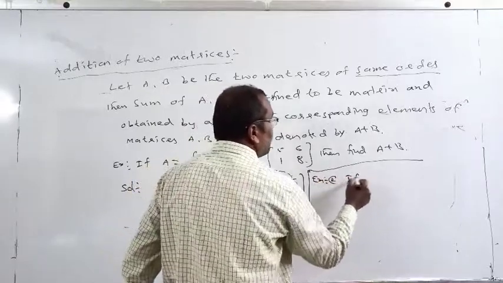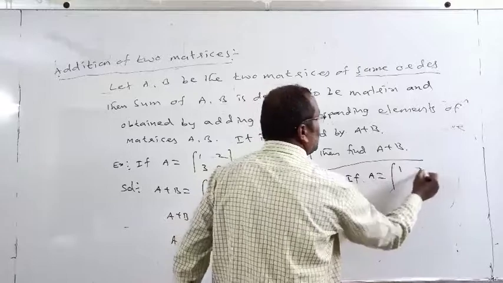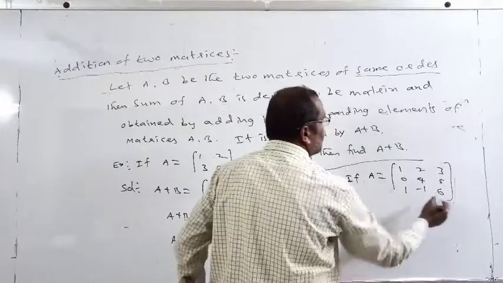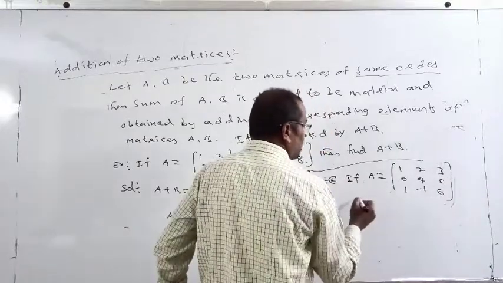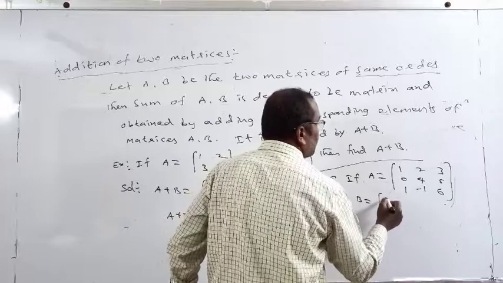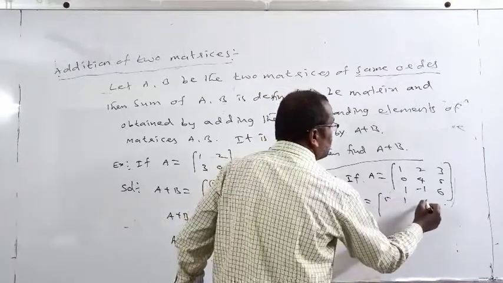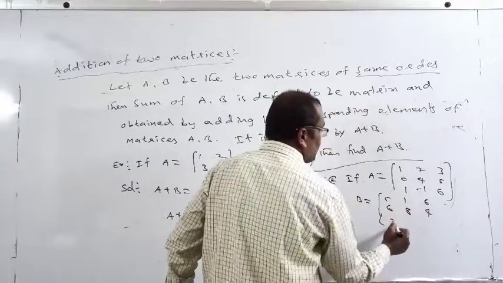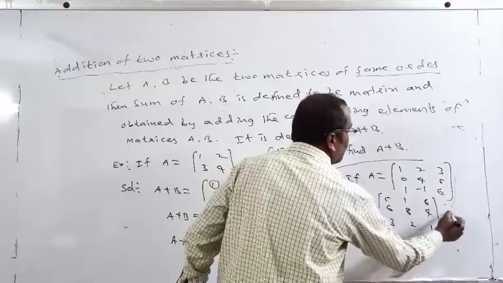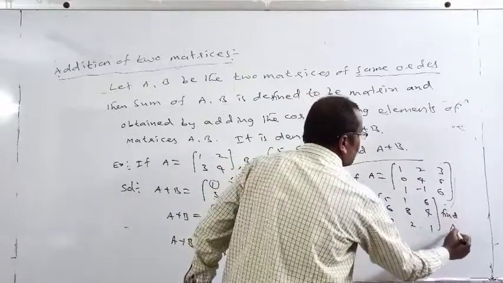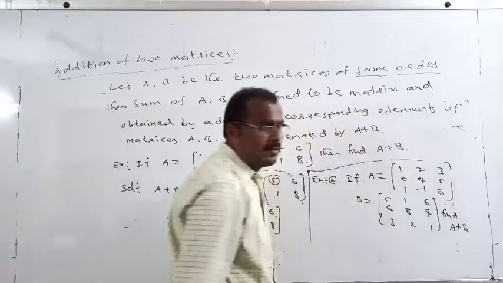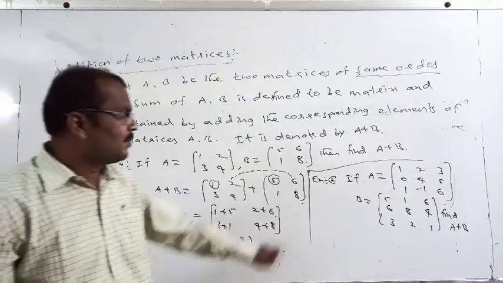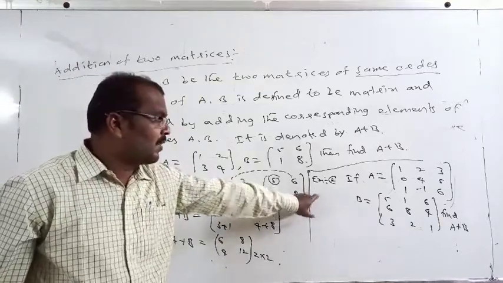Example 2. If A is equal to 1, 2, 3, 0, 4, 5, 1, minus 1, 6, and B is equal to 5, 1, 6, 6, 8, 4, 3, 2, 1, find A plus B. So do the calculation for it. Add A and B.